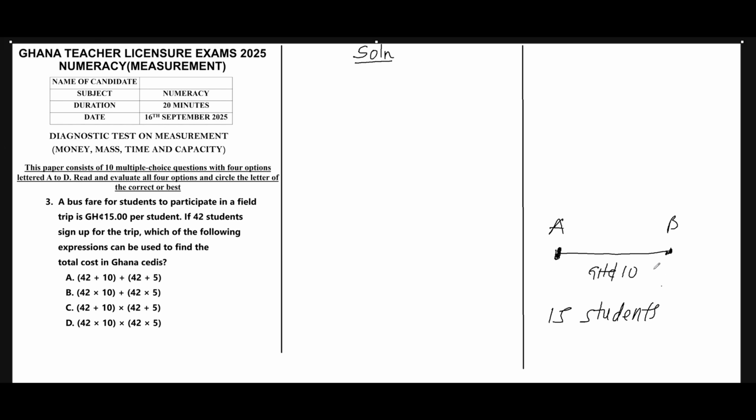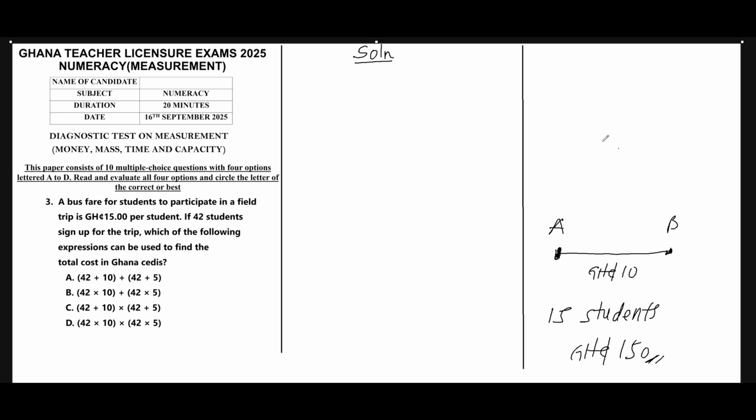What will be the total cost of the fare for the 15 students? So that will be 150 cedis. For 15 students, the cost per head is 10 Ghana cedis. So the cost for 15 students will be 150 Ghana cedis.